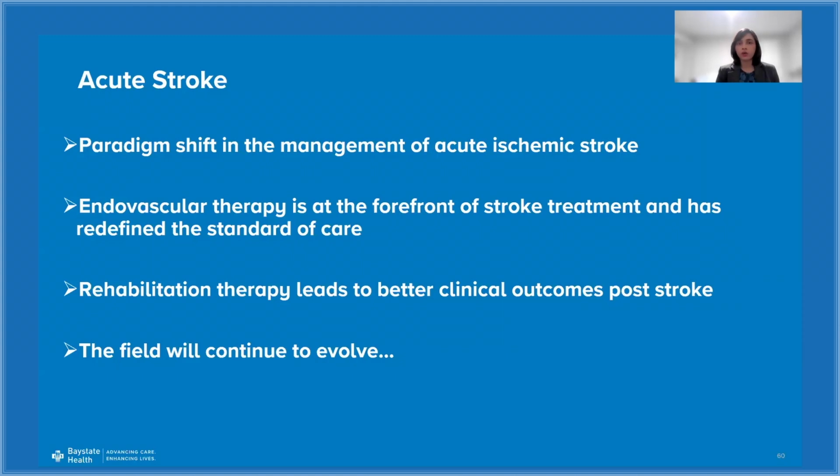So a TICI 0 is complete occlusion, or inability to retrieve the clot. A TICI 3 score is complete retrieval of the clot and reestablishment of the flow. So we always aim for TICI 2B or TICI 3. The recanalization rates at Bay State are over 90 to 95%. So I think we are doing a good job here.